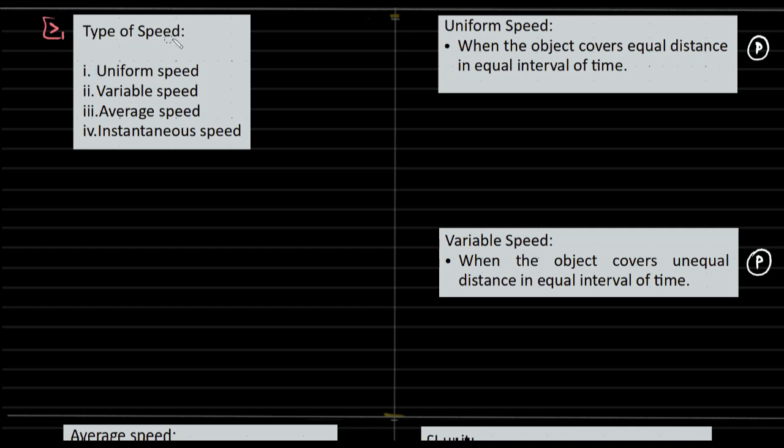Let's talk about types of speed. We can classify them as uniform, variable, that is varying, average, and instantaneous. So let's begin with uniform speed. An object is said to be under uniform speed if the object covers equal distance in equal interval of time.